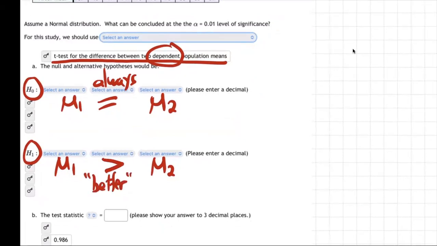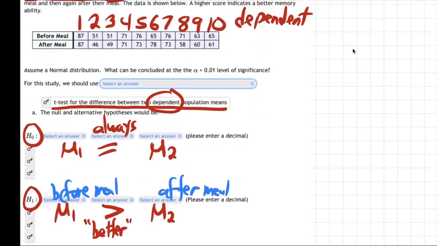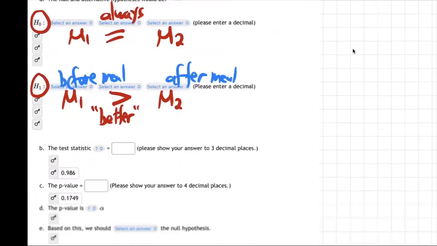So this is mu1, the before. And this is the after the meal. Mu1's before the meal. How do you know that's mu1? Well, that's just what they put here first. This is mu1, this is mu2. They just listed it first, right? Before the meal came first, then after. So mu1's before the meal. Is mu1 greater? Is before the meal greater? That's what we're testing.